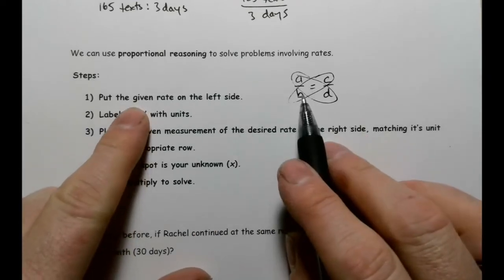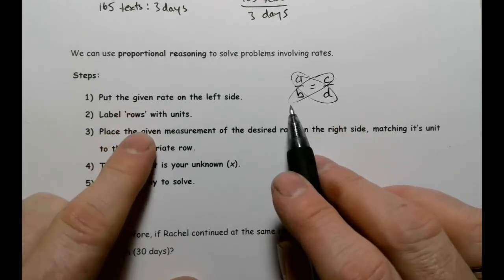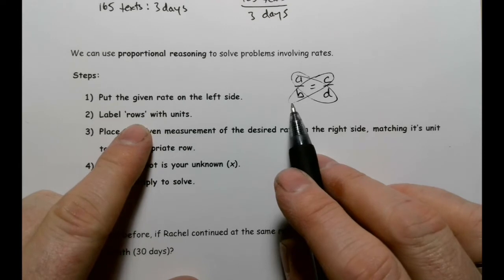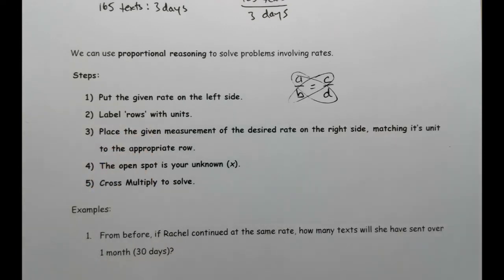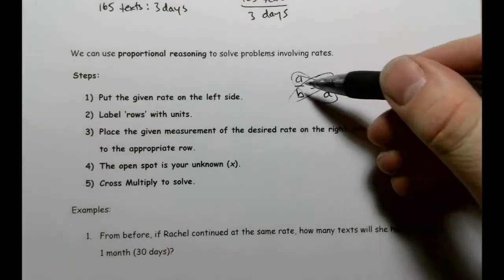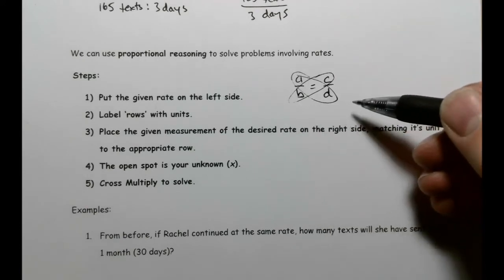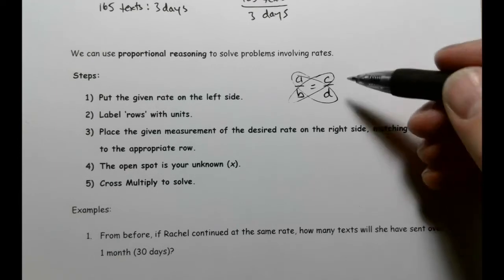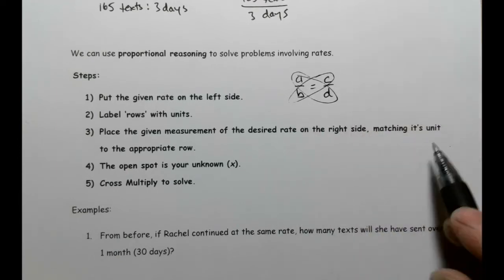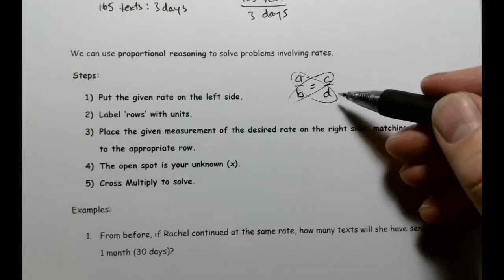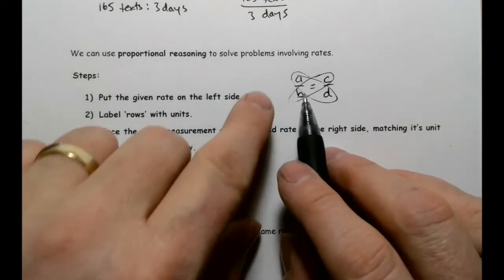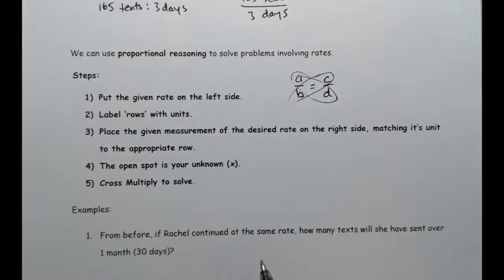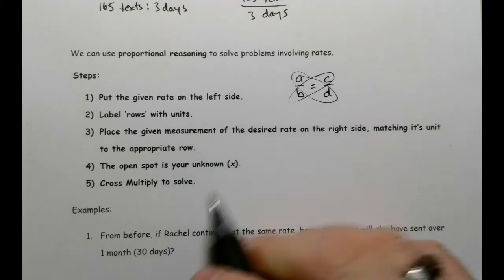We're going to label the rows with units, so we want to make sure that we've got the same units in the numerator and the same units in the denominator. Then place the given measurement on the desired rate on the right-hand side, matching its unit to the appropriate row. Whether it's in the numerator or denominator depends on the choice we make over here. And then there's our unknown, and we're going to cross-multiply and divide to solve. So let's take a quick look here.